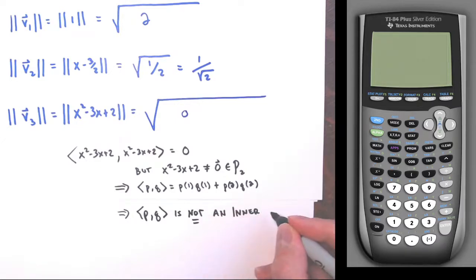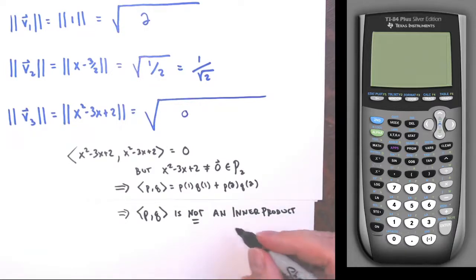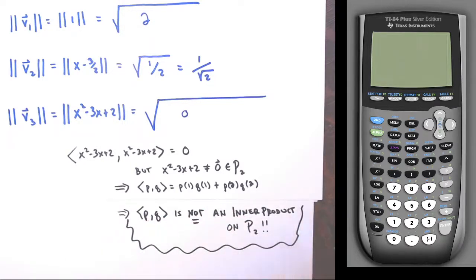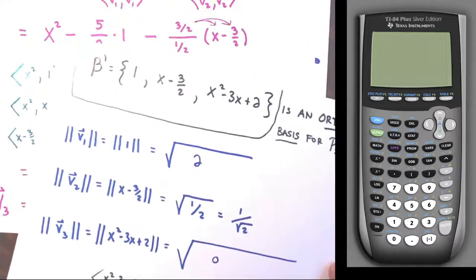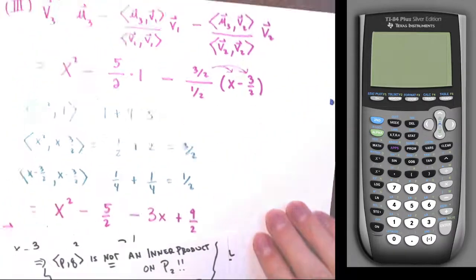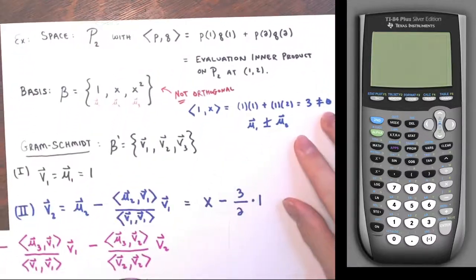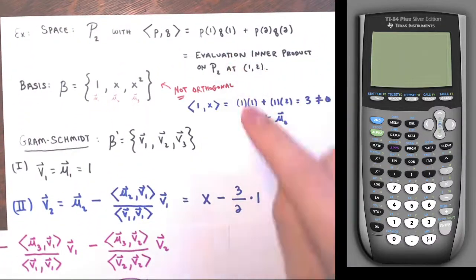And everything I did for that last example is pointless. Everything I did on that last example is pointless, because this is not an inner product space. What I described up here, all right, this is not an inner product space.